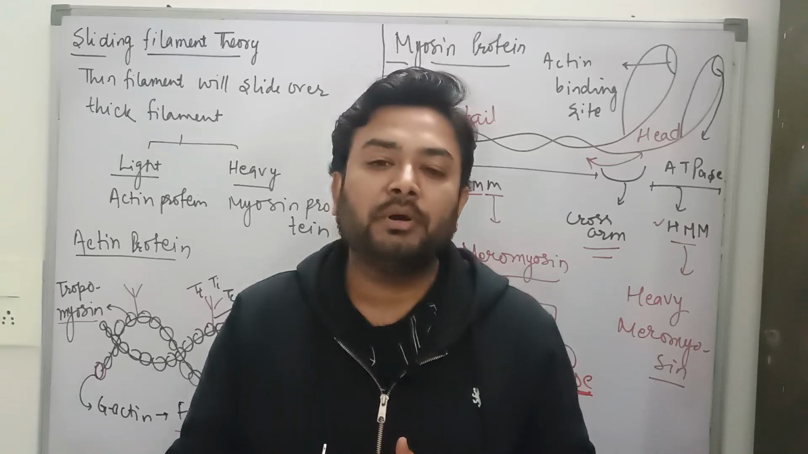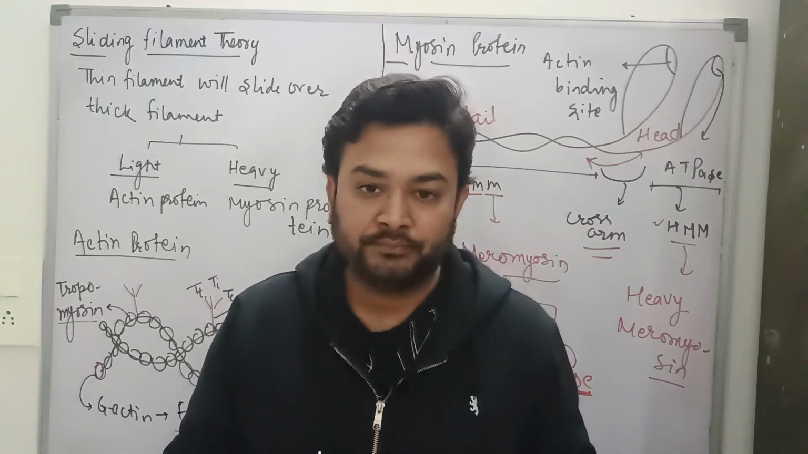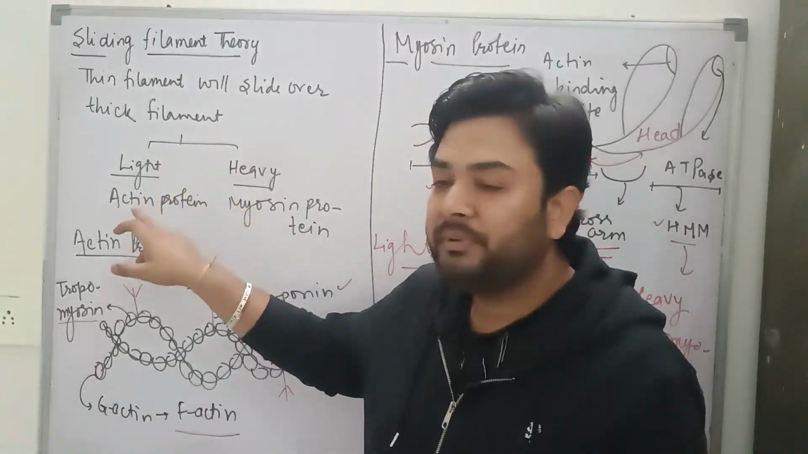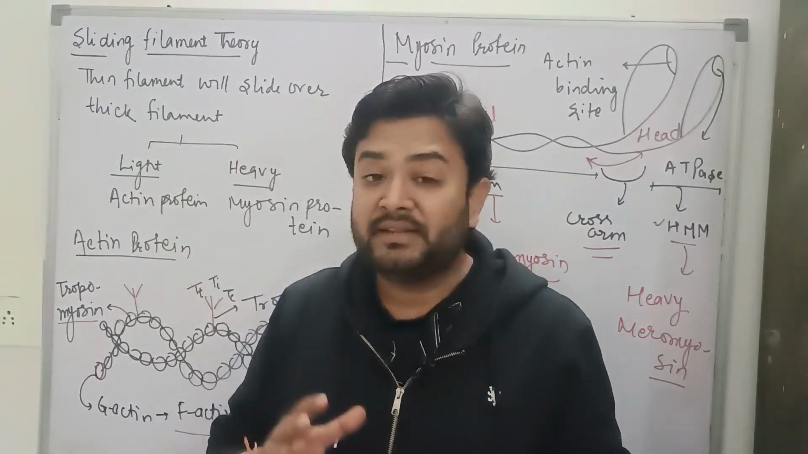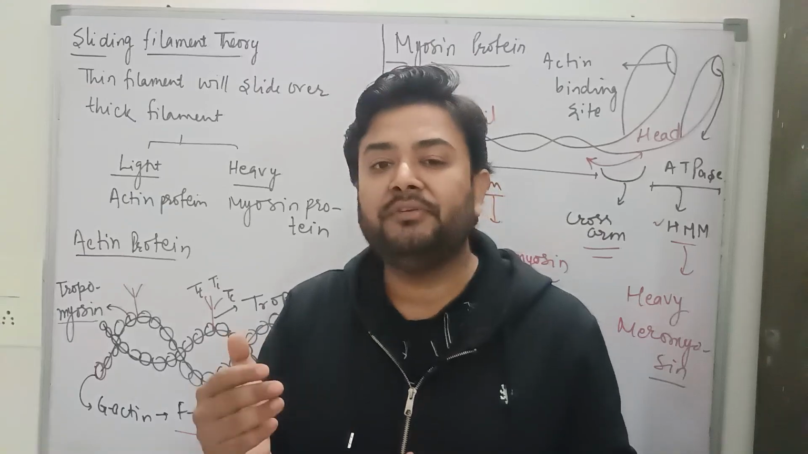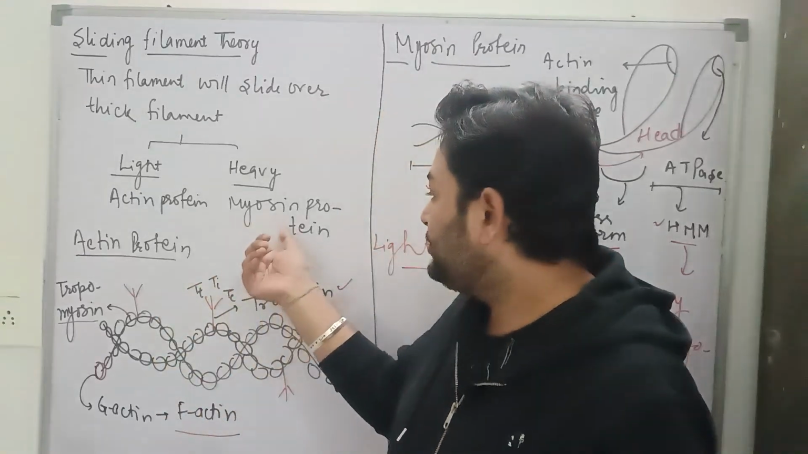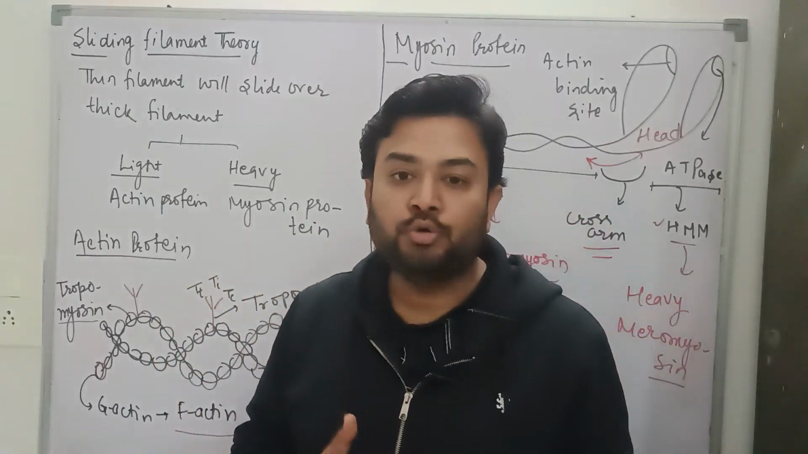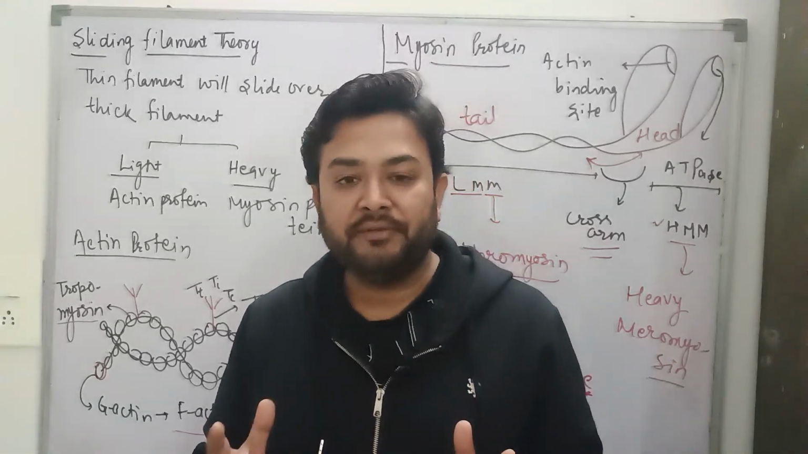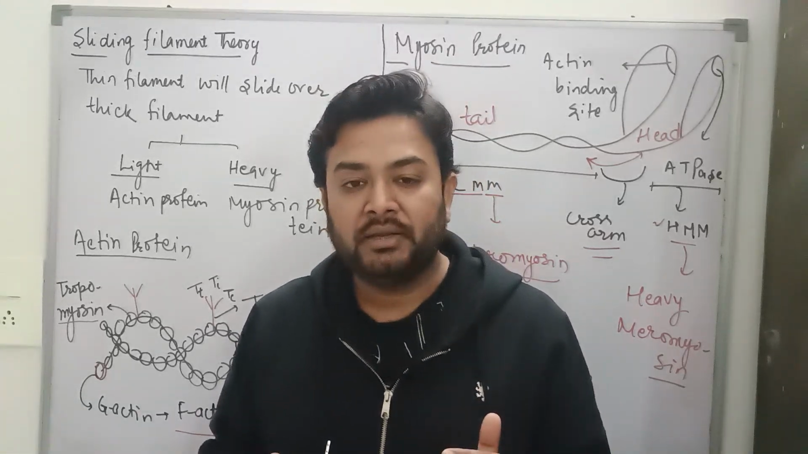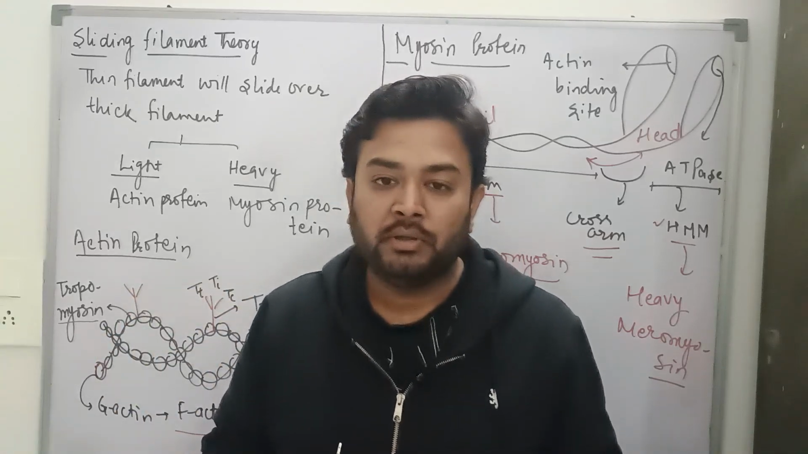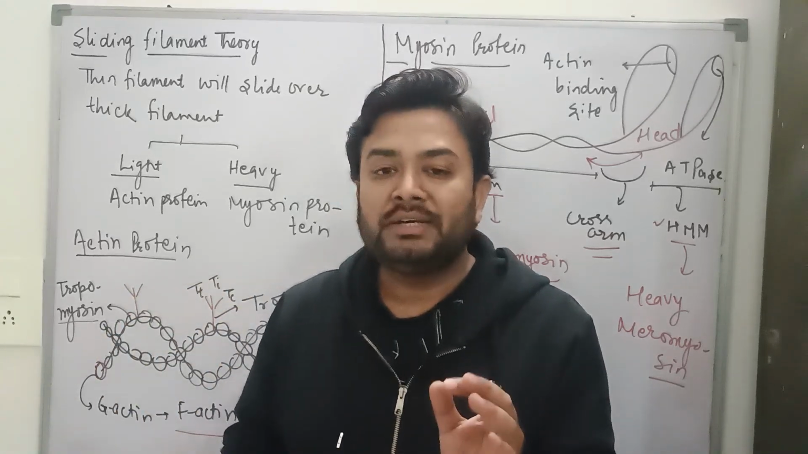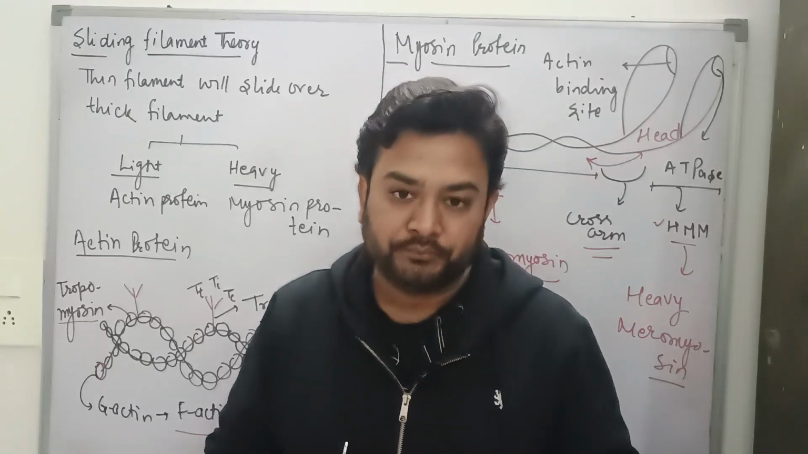Now let's talk about these two types of filament. First, the light filament is actin protein and the thick or heavy filament is myosin protein. Two types of protein, light and heavy: the light one is actin and the heavy or thick one is myosin. Now let's talk about actin protein.